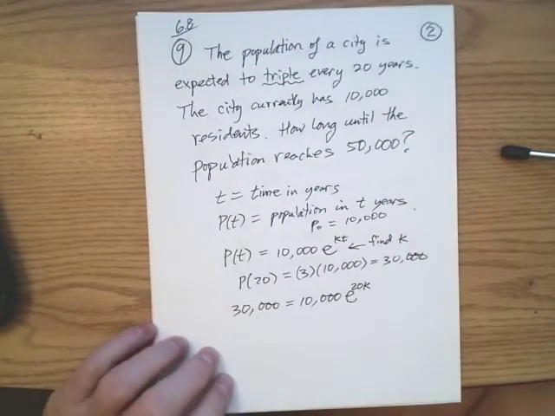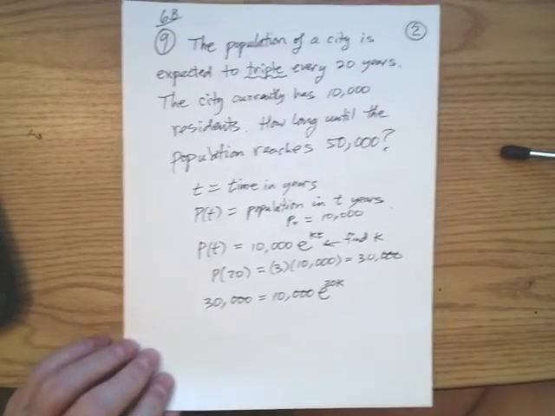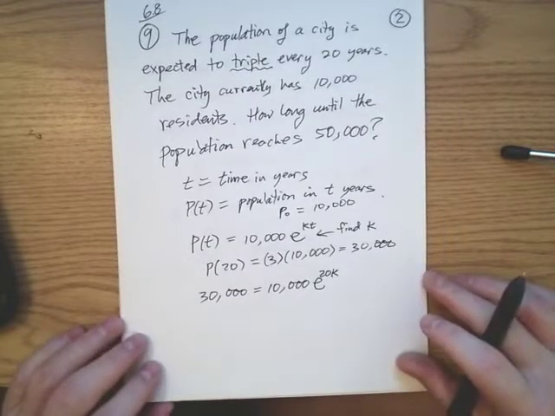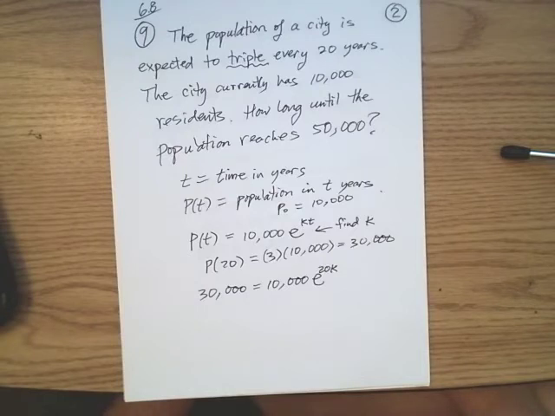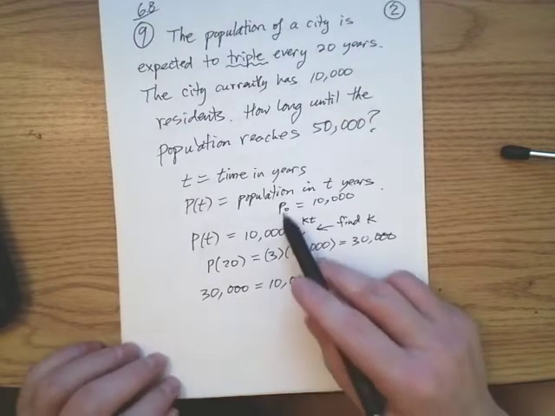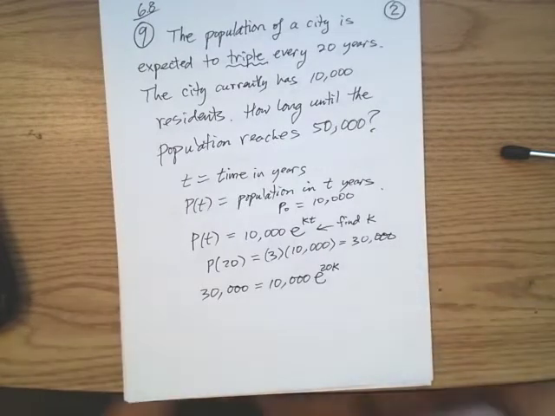Let's go ahead and revisit a problem we did previously in the previous video, and I'll do it this way, using the continuous compounding approach. The population of a city is expected to triple every 20 years. The city currently has 10,000 residents. How long until the population reaches 50,000? t we said is time in years. P of t is the population in t years. P naught is 10,000. That's P at time 0.